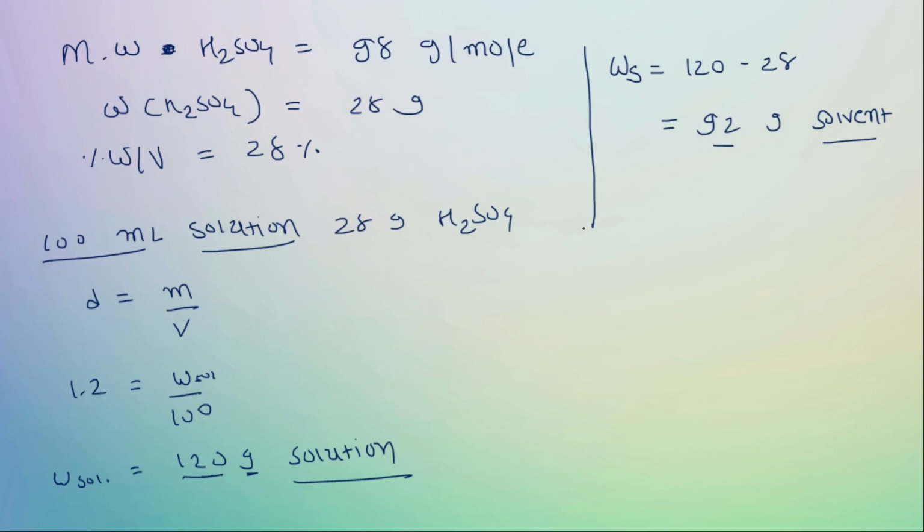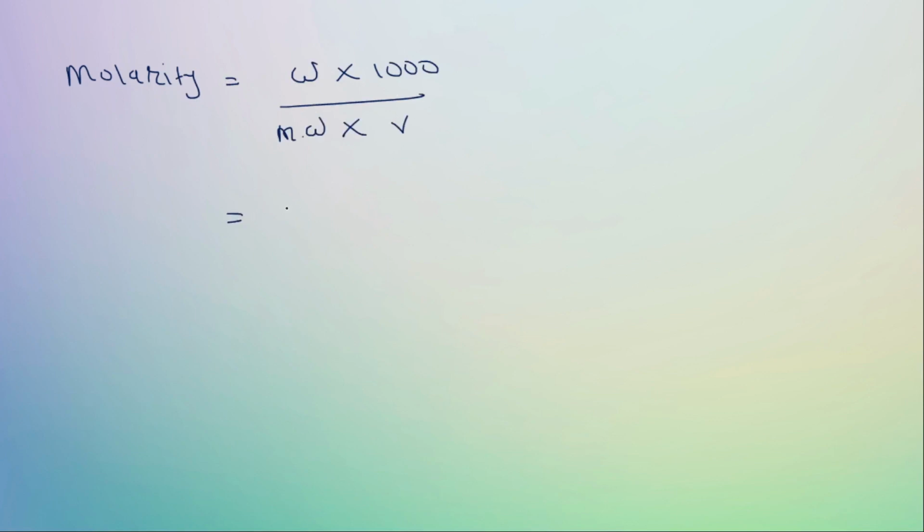So all the terms are here. So let's find the molarity, normality, molality, and all the concentrations. First of all, molarity is equal to weight of solute times 1000, upon molecular weight of solute times volume of the solution. W is 28 times 1000, molecular weight is 98 times 100 ml of the solution. So the molarity will be 2.857 molar.